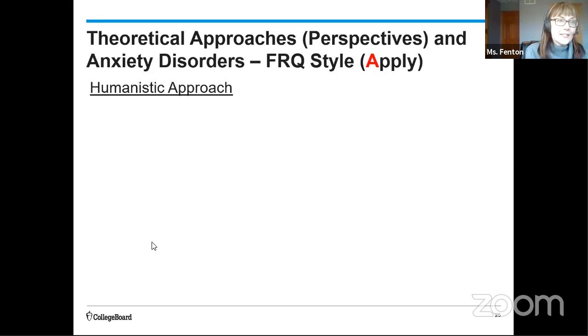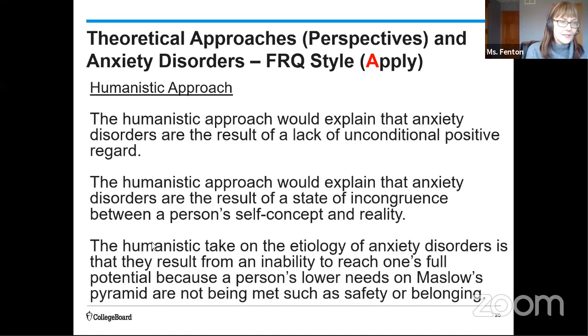Now, if we look at anxiety disorders from a humanistic approach, you're going to have to think here a little bit about what you learned about Maslow and Rogers in the personality unit, and think about how, if one's needs weren't met, how that might explain anxiety disorders. So here we have three possible answers with the humanistic approach. Again, you want to think about Maslow or Rogers.